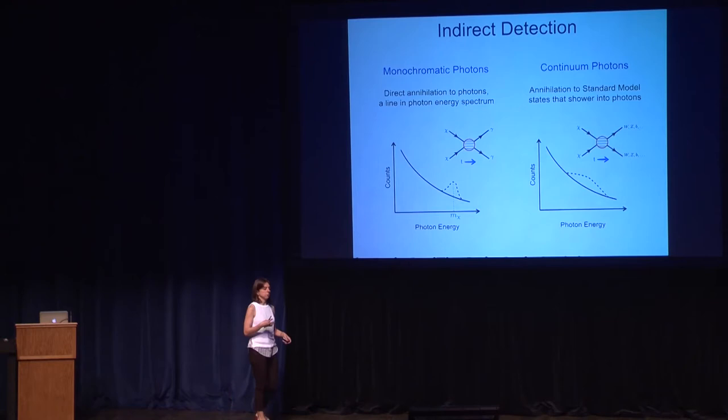And where the photons come from is these standard model states shower. They produce the photons in that showering, so you get pions. Those pions will decay. And so in that process, you get photons, but the energies of the photons get smeared out. And so you still see an excess, but that excess is now broadened and looks more like a continuum excess.